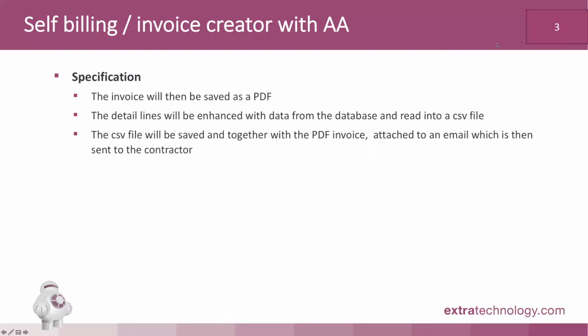Once that's done, the invoice is saved to a PDF, making use of Word's own export functionality. The detail lines are then enhanced with data from the database and read into a CSV file. This CSV file is saved together with the PDF invoice and attached to an email, which is then sent back to the contractor. So the result of doing this procedure using Automation Anywhere is the following.